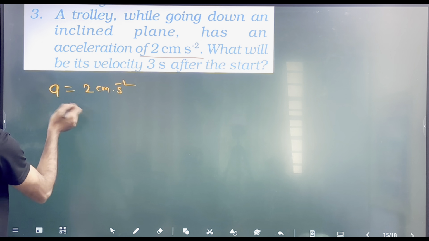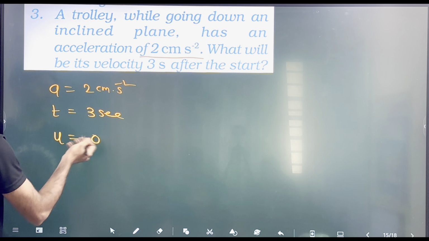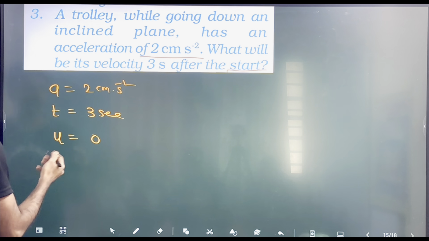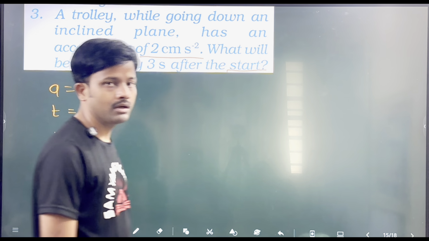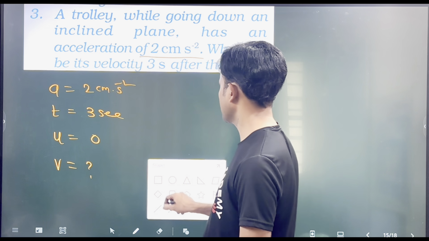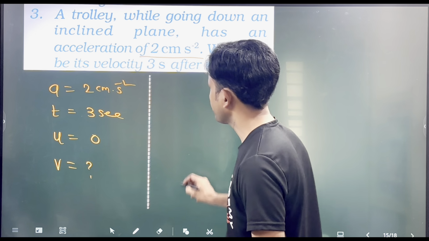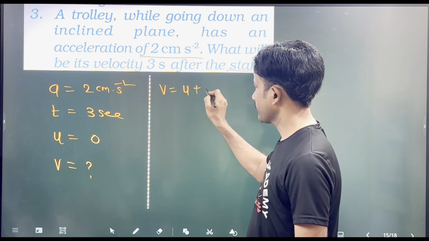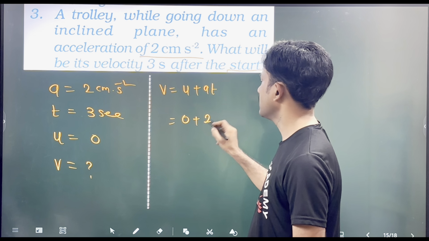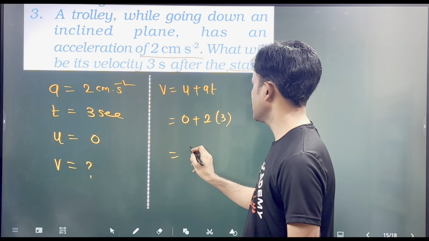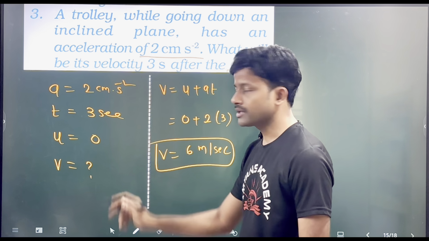After 3 seconds, sorry, time value given here is 3 seconds. Okay, so after the start means the initial velocity you have to consider is 0, and the final velocity you need to find out. How do you find this? v equal to u plus at, direct formula is there, so use that formula and find the v value. v equal to u plus at. So what is the u value? u value is 0, a value is 2, and time value is 3. So what is the answer? 2 into 3 is 6 meter per second. v equal to 6 meter per second.